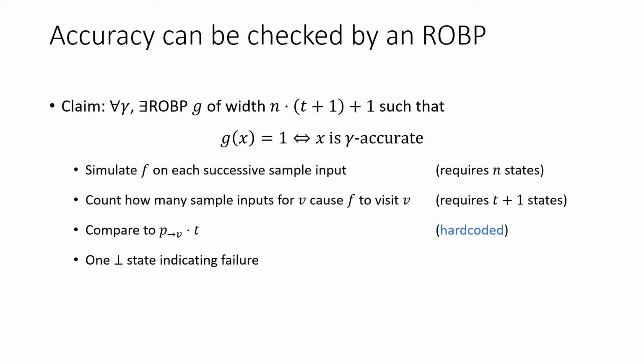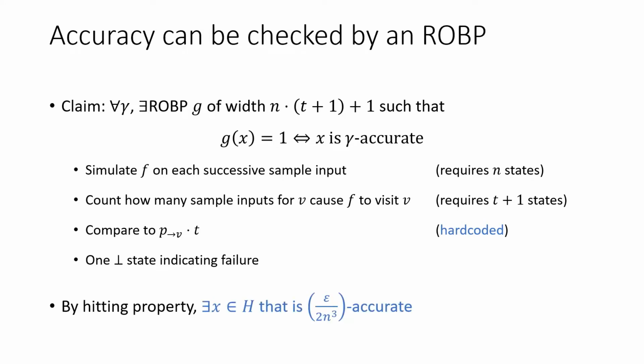On the previous slide, we already argued that a random string is accurate with high probability. So in other words, this read-once branching program G has a high expectation. So therefore we can apply the hitting property. We're guaranteed that there is some string x in the hitting set that is accepted by G. In other words, there is some string in the hitting set that is accurate to within error epsilon over 2n cubed.